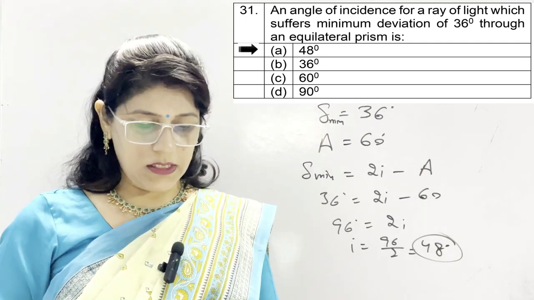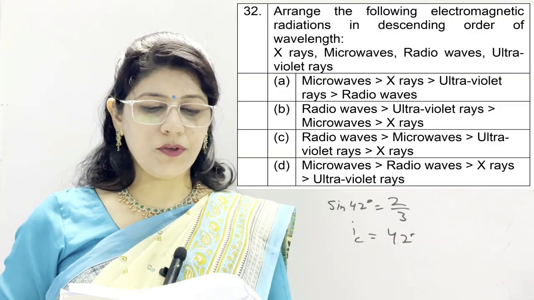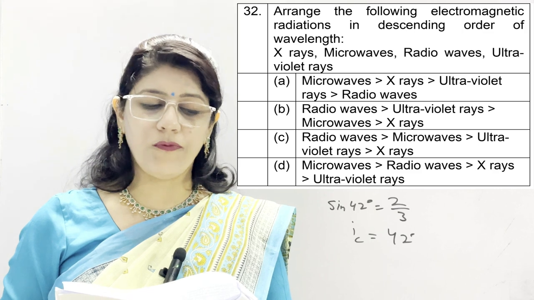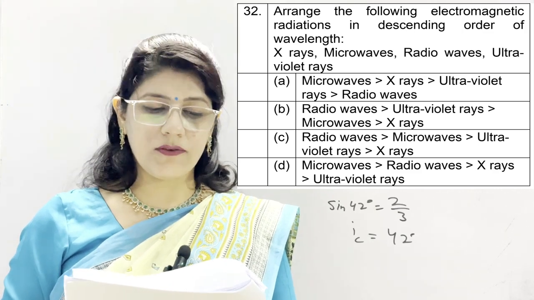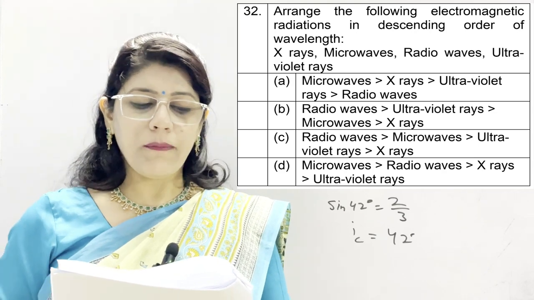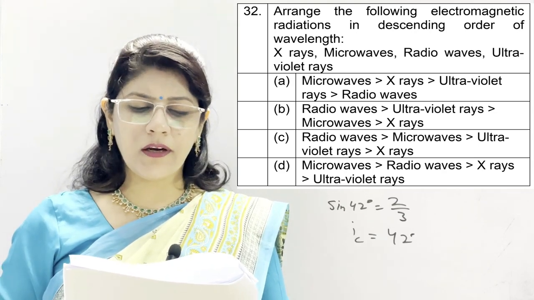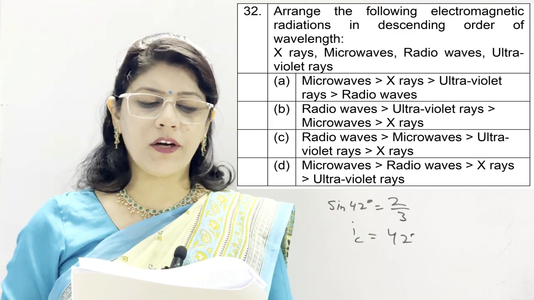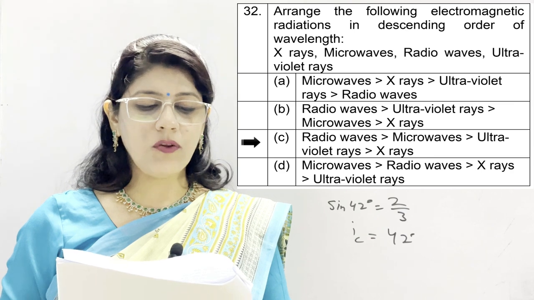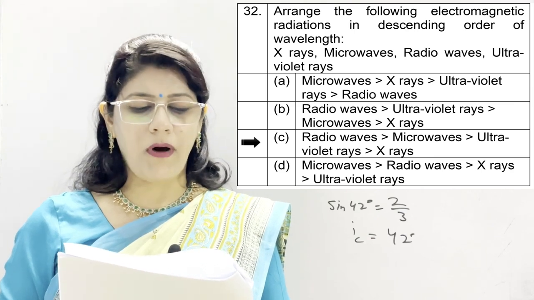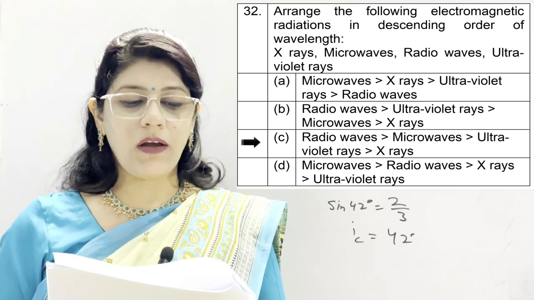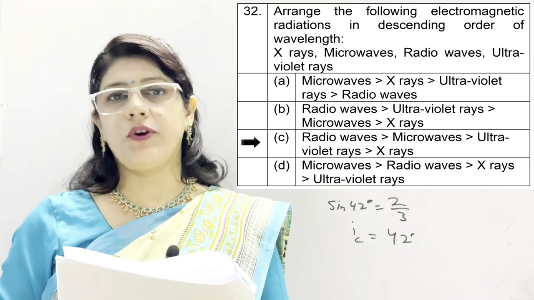Options given are 48 degree, 36 degree, 60 degree and 90 degree, and the correct option is 48 degree. In question number 32, arrange the following electromagnetic radiations in descending order of wavelength. Radiations given are X-rays, microwaves, radio waves and ultraviolet rays. Option A is microwaves is greater than X-rays and greater than ultraviolet radiation and then greater than radio waves. And the correct option is C, in which wavelength of radio waves is greater than microwaves, is greater than ultraviolet rays, is greater than X-rays, because they have asked us in the descending order of wavelength.